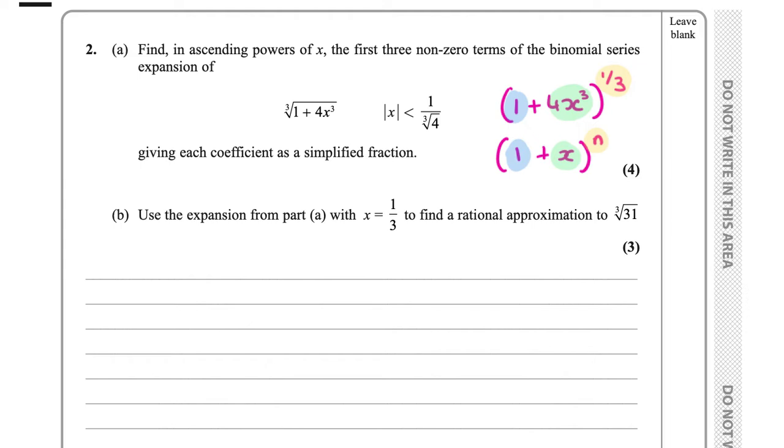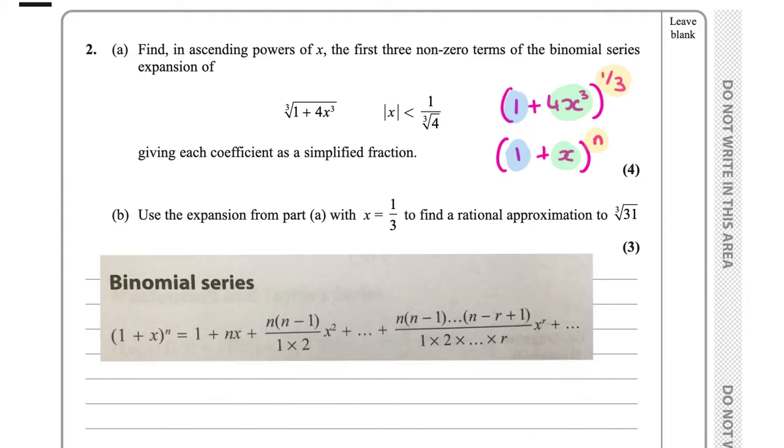Okay, so I'm going to take a picture of the formula and show you how I'm going to substitute this in. Okay, so this is from the formula sheet. So let's have a look. The first term is going to be 1 plus n. Now what is our n? A third. Multiplied by x. What is our x?